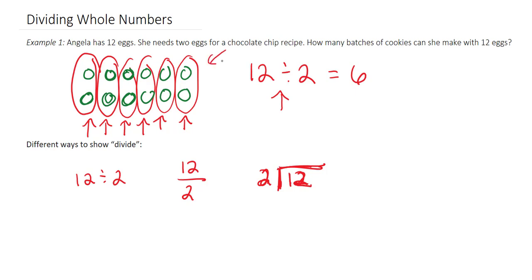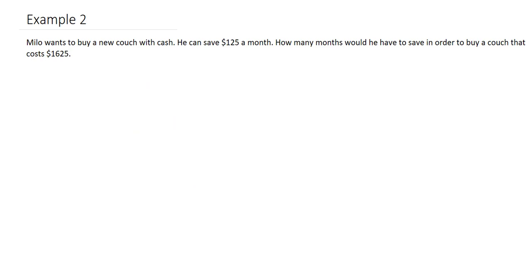Now let's look at another example. So example 2. Milo wants to buy a new couch with cash. He can save $125 a month. How many months would he have to save in order to buy a couch that costs $1,625? So a little bit of a spendy couch. So let's see how many months it would take.